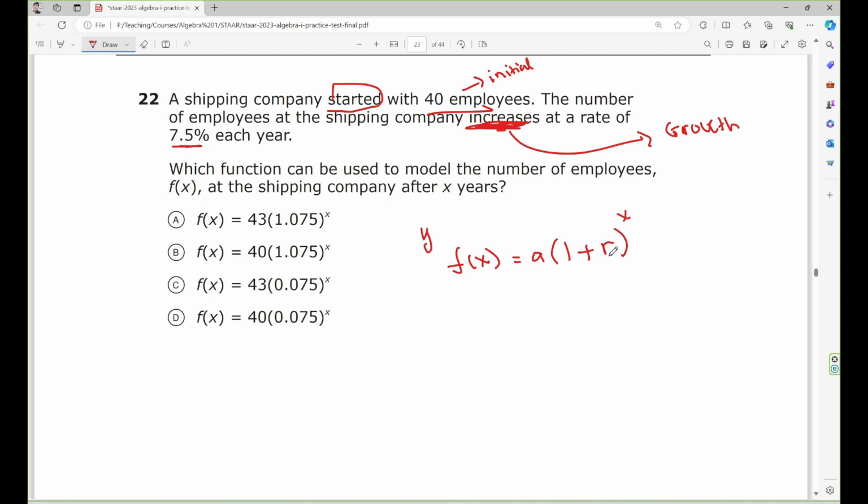Alright, this is the growth rate. Growth rate 7.5%. So you need to convert this one to decimal number. So it should be 0.075. So this is r. Now you substitute value. A equal 40 times 1 plus 0.075 to the x. So it could be 40 times 1.075 to the x. The answer must be B.